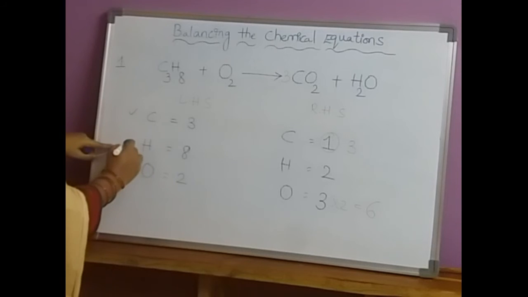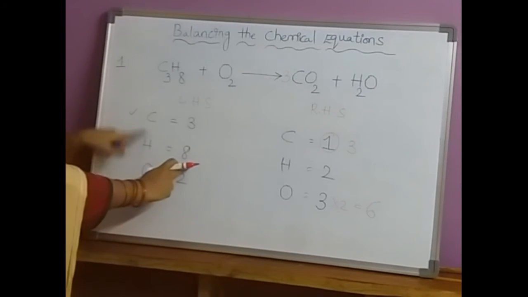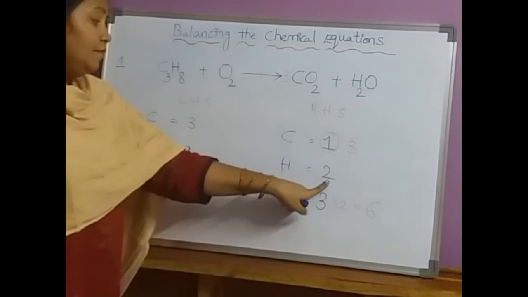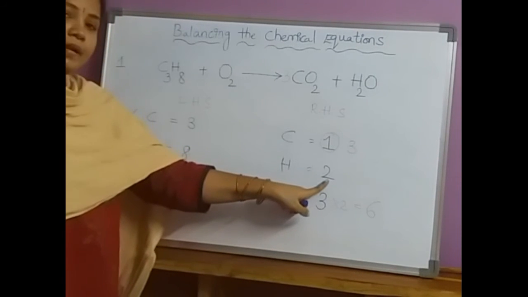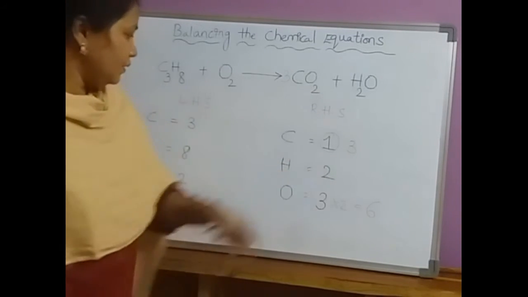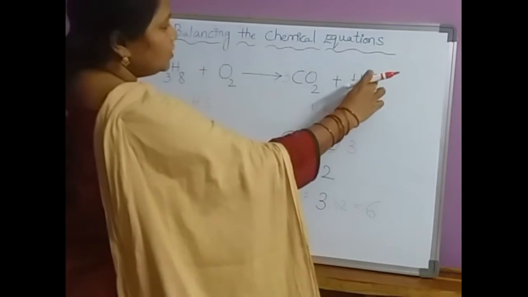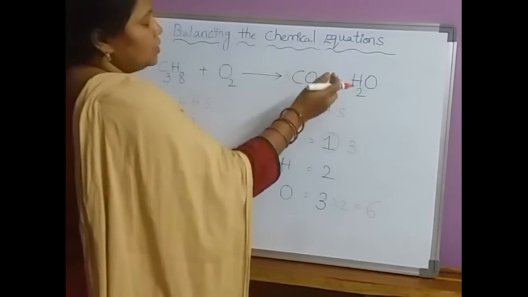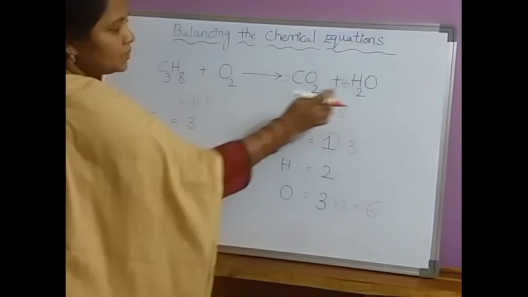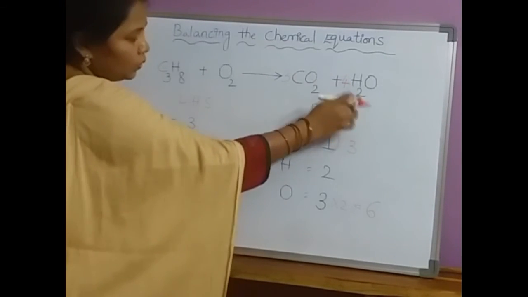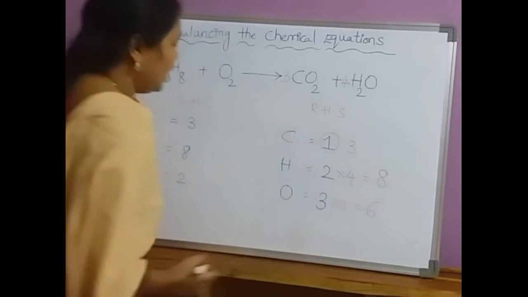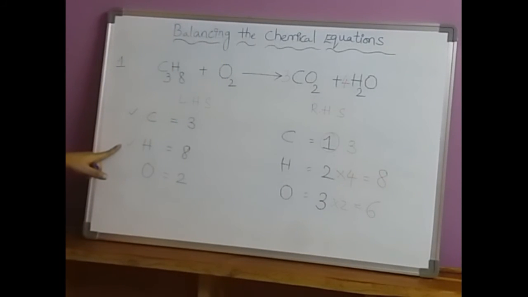Now hydrogens, you see next, hydrogens. Left hand side 8 hydrogens are there, and right hand side only 2 hydrogens are there. So which coefficient, if we multiply with this 2, will we get 8? Yes, you are right. When we multiply this 2 with 4, we can get 8 here. So in front of this hydrogen, on the left hand side, we have to write the coefficient, that is 4. When we write 4 here, the hydrogen atoms number increases. That means here 4 into 2, 4 2s are 8. So 2 into 4 is equal to 8. Hydrogen atoms are also now getting balanced.